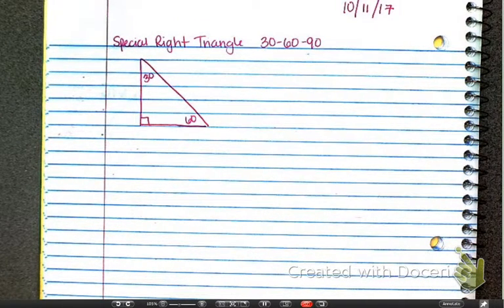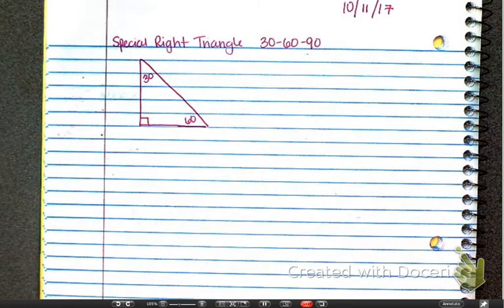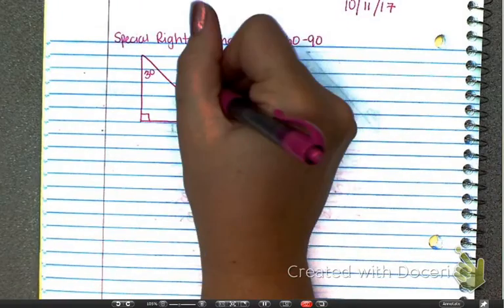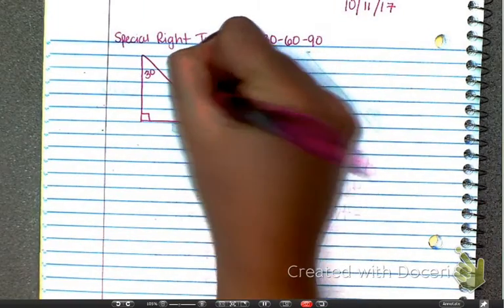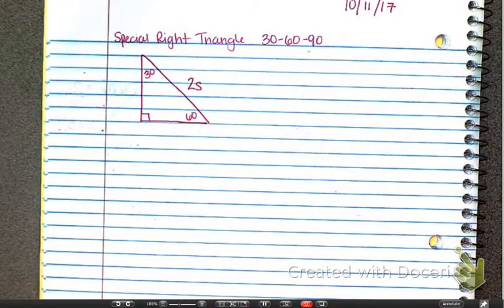Now our side lengths are going to change a little bit. We have been talking, and you have known forever, that the longest side in a right triangle is the hypotenuse, right? The reason it's the longest side is because it's across from the largest angle. So the longest side will be across from the largest angle. This side, for a 30, 60, 90, we are calling 2S.